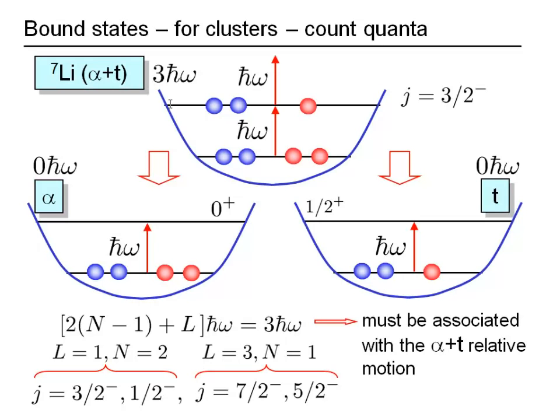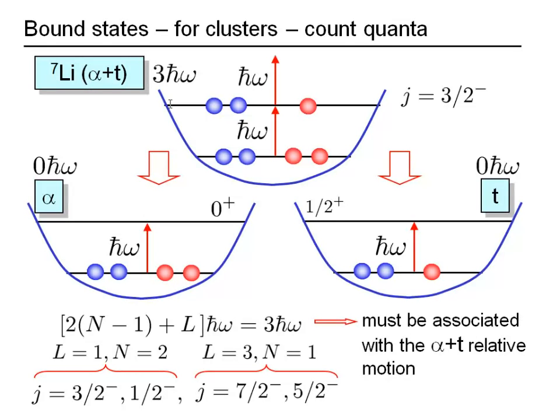So that allows us, given our rule that says twice the number of nodes plus the orbital angular momentum tells me how many oscillator quanta, the number of nodes associated with the relative motion of these two clusters and their orbital motion must be such that 2(n minus 1) plus L must be 3 h bar omega. There's no excitations in the individual clusters. That excitation must be in the relative motion of the pair. So how can I get 3 h bar omega from that? Well, I hope you'll agree there's 2 ways I can do it. I can put n is 2 and L is 1. That'll satisfy that. Or I can put L is 3 and n of 1.